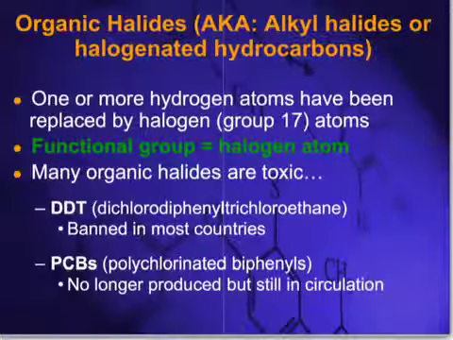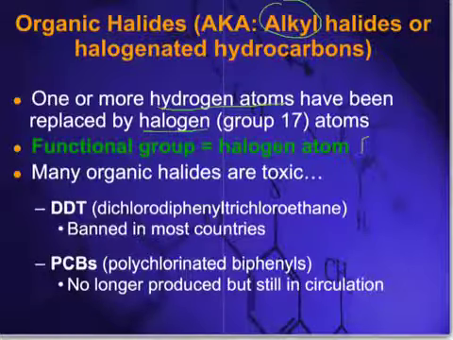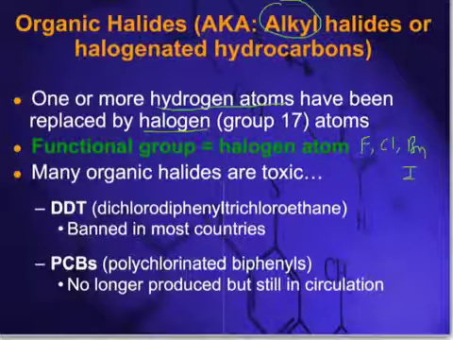The first class of derivatives we'll talk about are the organic halides. You should note that these are also referred to as alkyl groups because alkyl refers to the alkanes, and sometimes they're also known as halogenated hydrocarbons. In these compounds, one or more of the hydrogen atoms have been replaced with a halogen. Again, this is fluorine, chlorine, bromine, or iodine. Many of these organic halides are toxic.